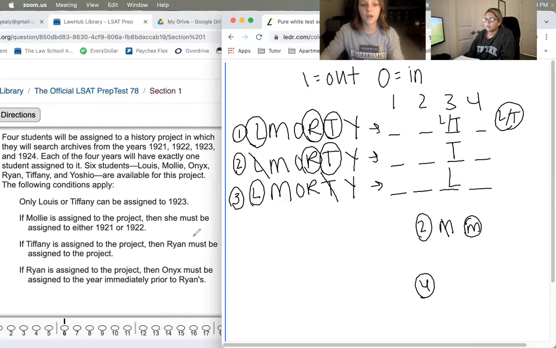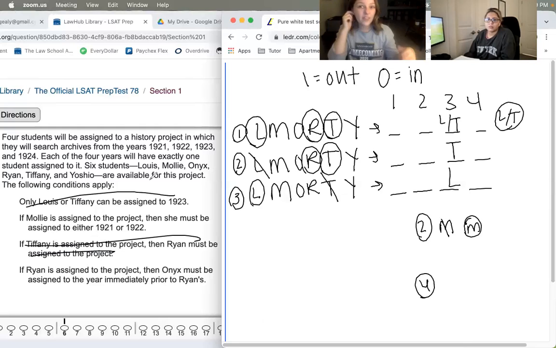That was simple. We're not having to worry about ordering of them at this point, so good to know. Let's go into the last rule and see if we can flush out which ones are being selected, which ones aren't. So our last rule says if R is assigned to the project, then O must be assigned to the year immediately prior to R. What do you think about that rule?